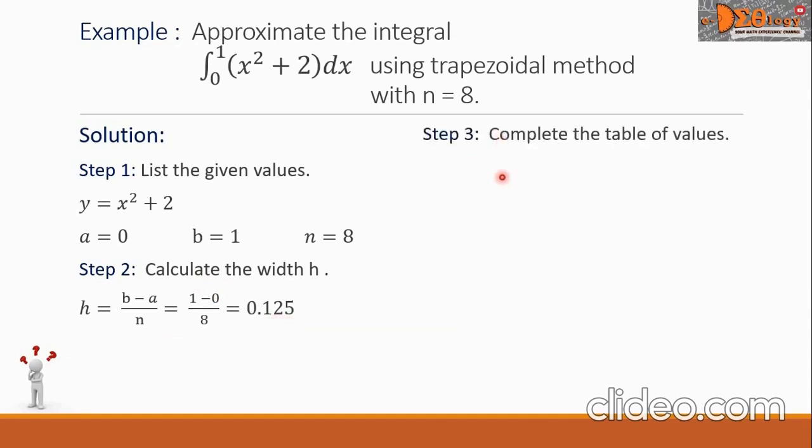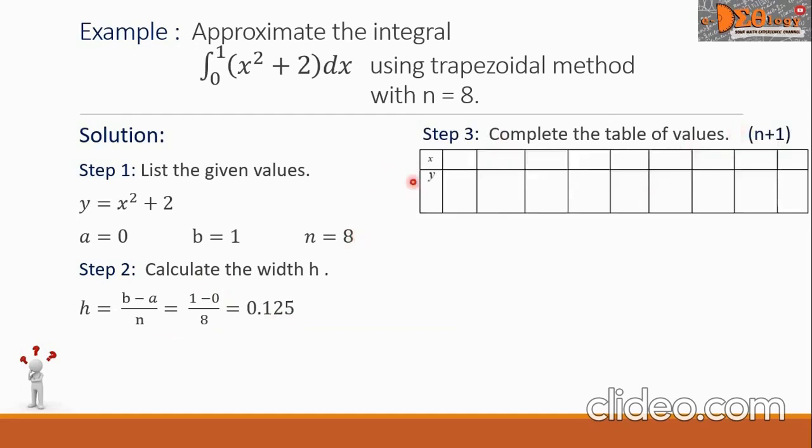Step 3, let us complete the table of values. So we have here two rows for x and y respectively. Here, we're going to write n plus 1 columns. So we have n as 8, so we will write here 9 boxes or columns. In the first box for the x, we will write the value 0, that is the a, and the last box is the number 1, that is the b. In between, we're going to fill in the values.